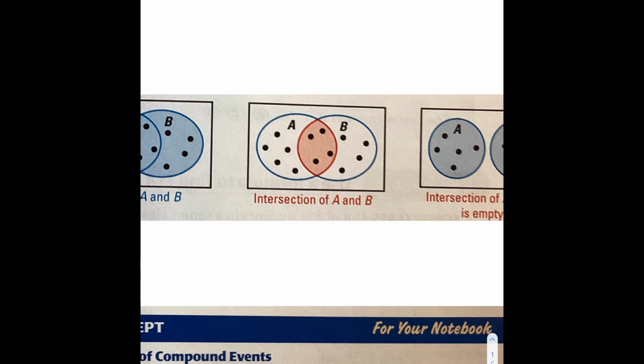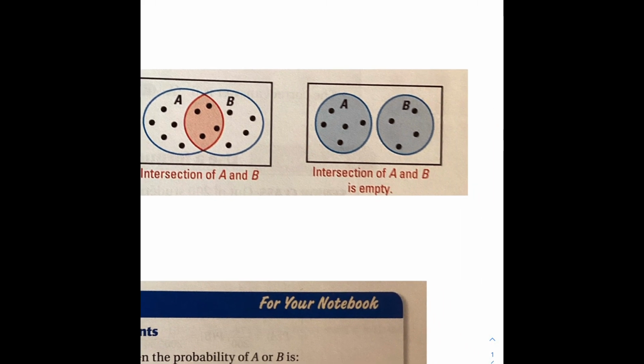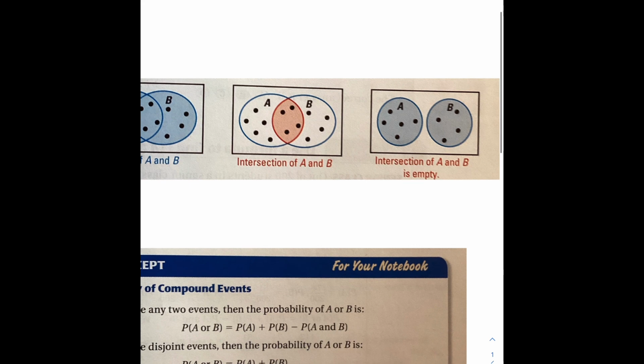And so this would be called a compound event. Whereas over here, the two circles do not overlap. We would call that disjoint or mutually exclusive. So to find the probability of A or B, you must consider what outcomes, if any, are in the intersection of A and B.